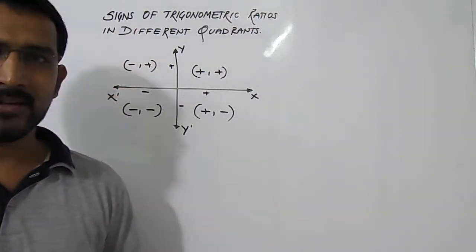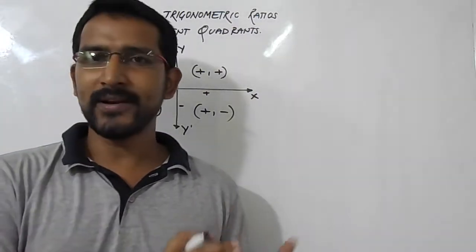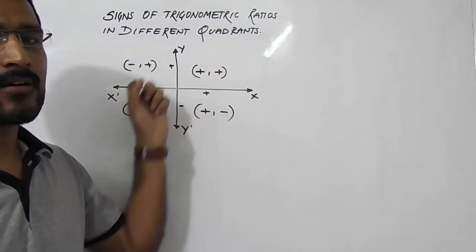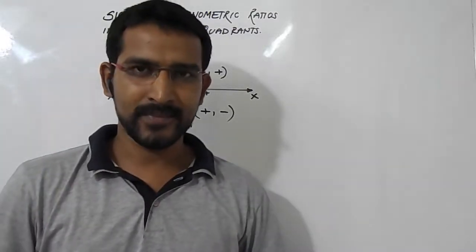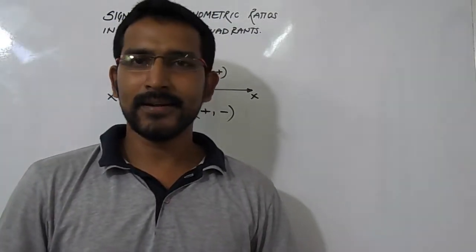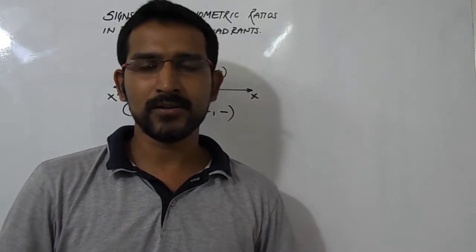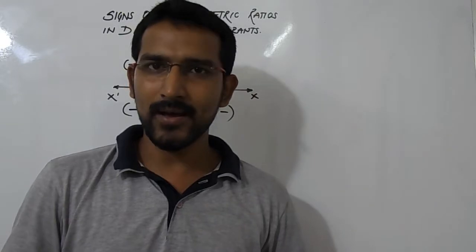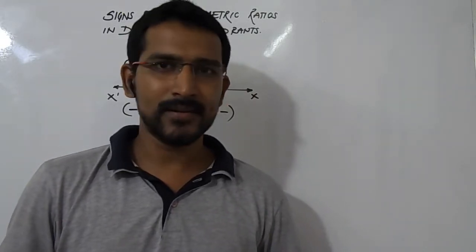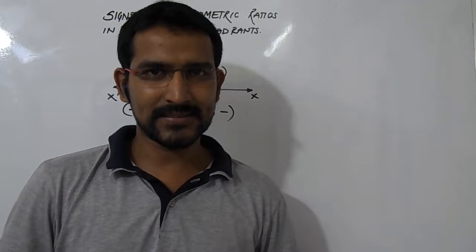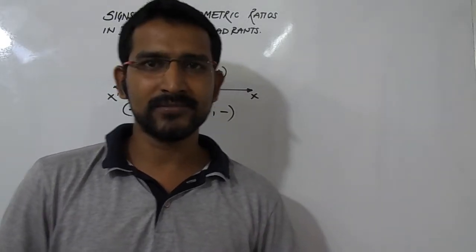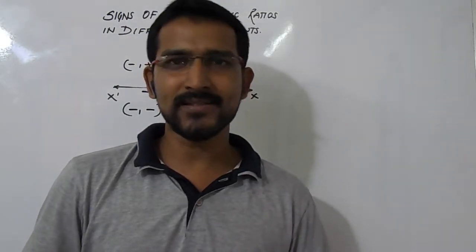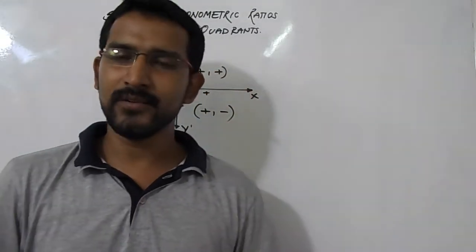So using these signs, we are going to see the trigonometric ratios: what will be the sign in the first quadrant, second quadrant, third quadrant and fourth quadrant. We have already studied trigonometric ratios in terms of coordinates of a point. Sin theta is y by r, cos theta is x by r, tan theta is y by x, and if we take the reciprocals of these functions we get cosec, sec and cot. We'll see the first three functions, and easily you can tell about the other functions.